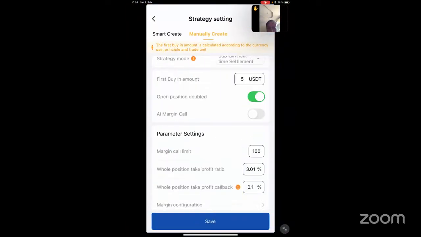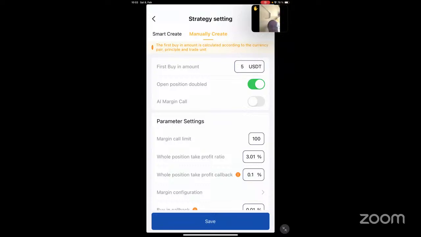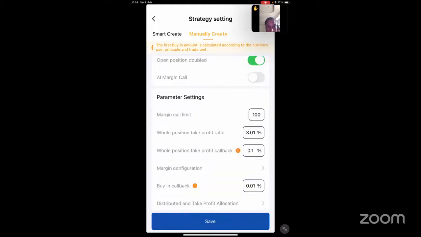So the parameter settings. The first buying amount is how much you want the robot to buy. Open position double will only make the first buying amount buy twice, but the margin calls will buy at the normal first buying amount. The margin call limit is how many times the robot will buy if it drops according to your percentage. Now, this take profit ratio is the profit I just explained, how much you want to take.